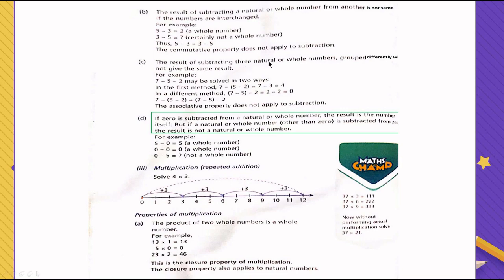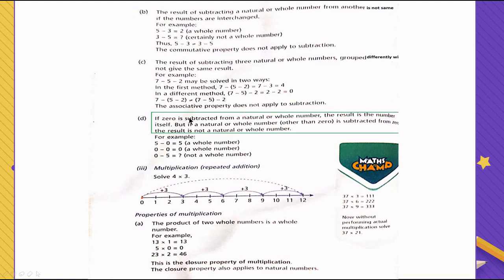See, the result of subtracting three natural or whole numbers grouped differently does not give the same result. 7 minus 5 minus 2 may be solved in two ways, and this will not give you an equal answer. If we solve in the first method, 7 minus 3 is equal to 4. If we solve with the second method, 7 minus 5 minus 2 is equal to 2 minus 2 is equal to 0. The associative property does not apply to subtraction.